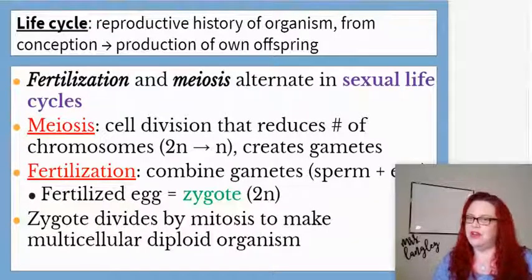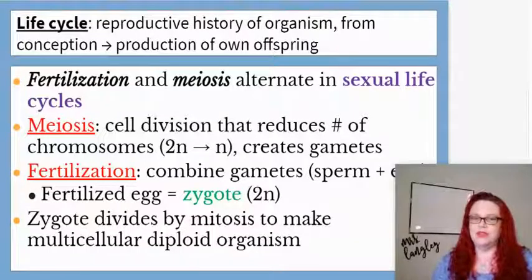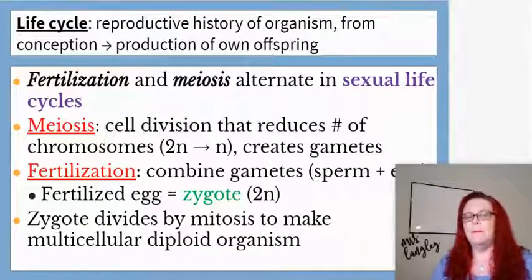Now, believe it or not, there are organisms that are sexual where the sperm and egg come from the same organism. Lots of plants do that, where they actually fertilize themselves. A zygote then goes on to divide by mitosis to make a multicellular diploid organism.